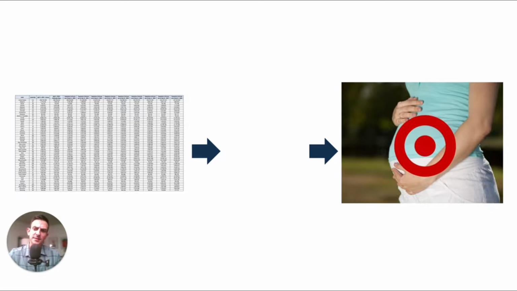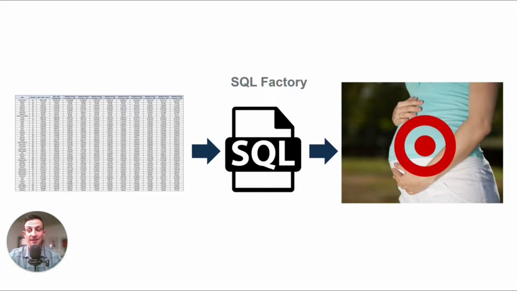So how was Target able to turn a block of data, customers' purchase history, into the ability to create a list of customers who are pregnant? This is the SQL factory, which is what we're going to be learning about in this YouTube series. What is SQL? How does it work? What does it do? And how do we write it?